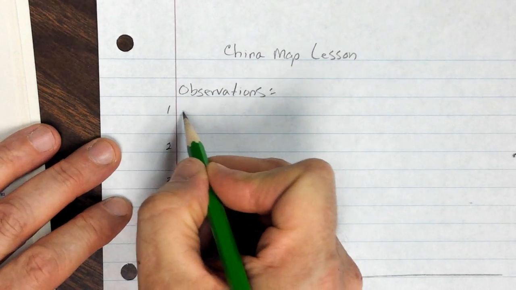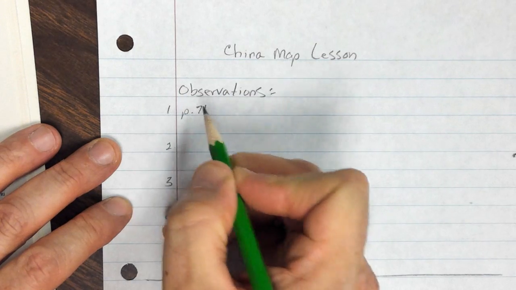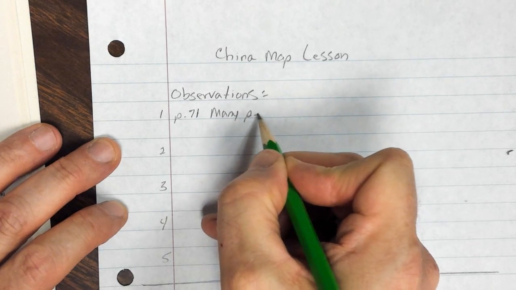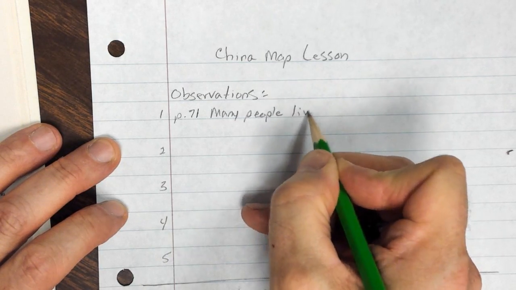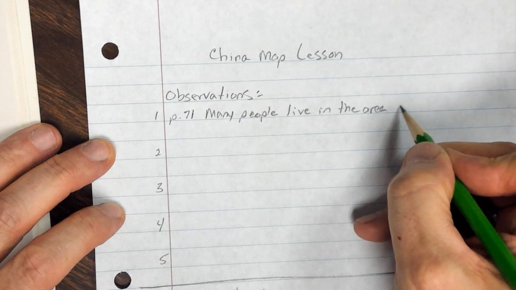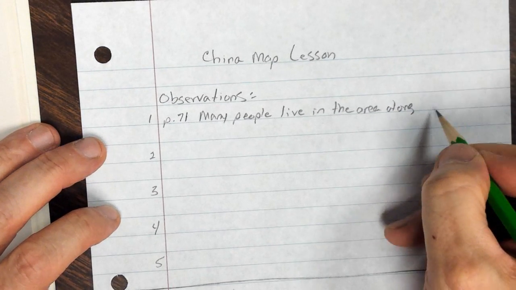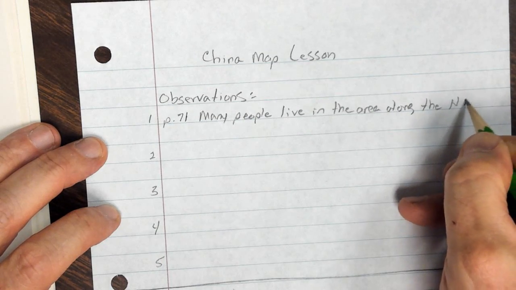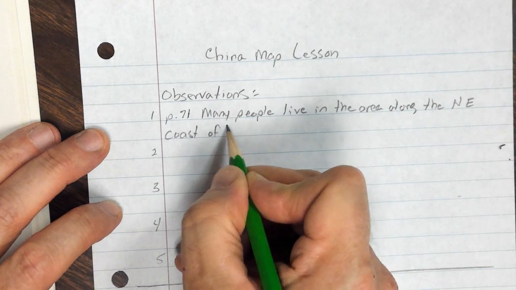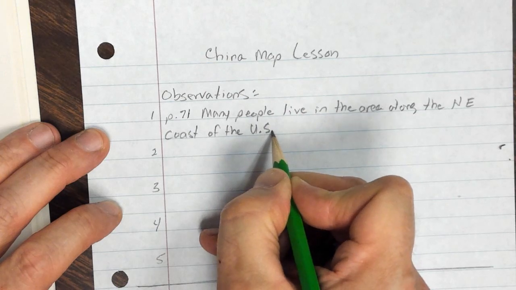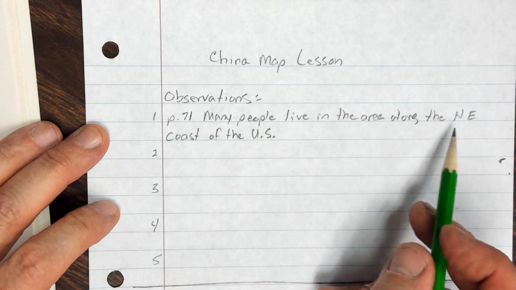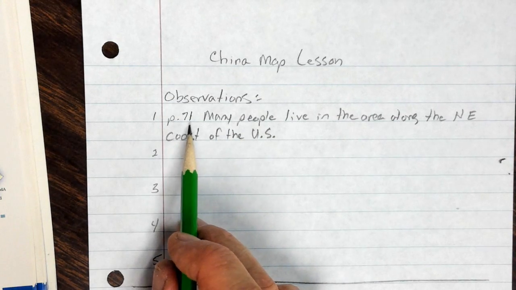This time I'm going to put P71, that's where I got my observation from, and I'm just going to put: many people live in the area along the northeast coast of the U.S. And that's good enough. That's true. Many people live in the area along the northeast coast of the U.S., and I got that from page 71.